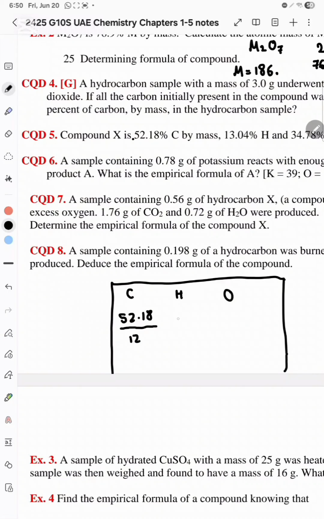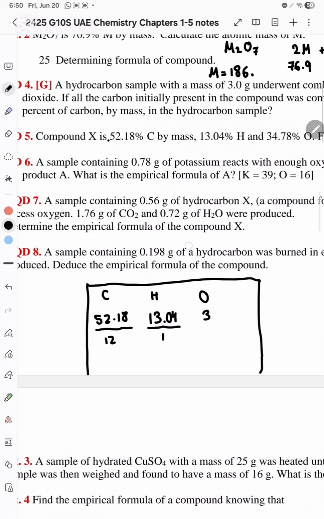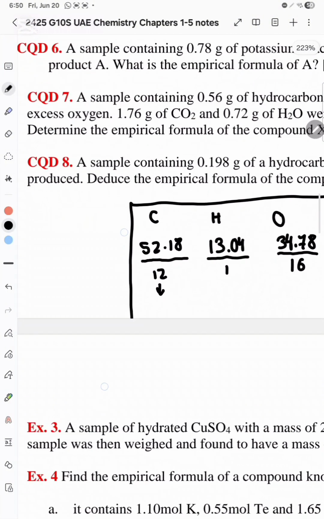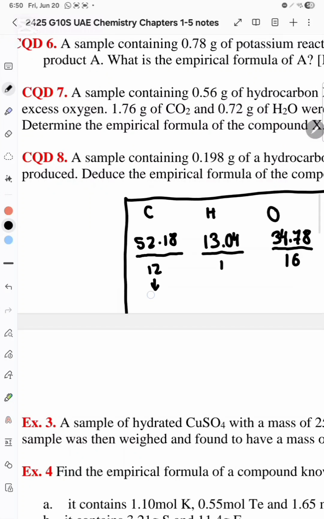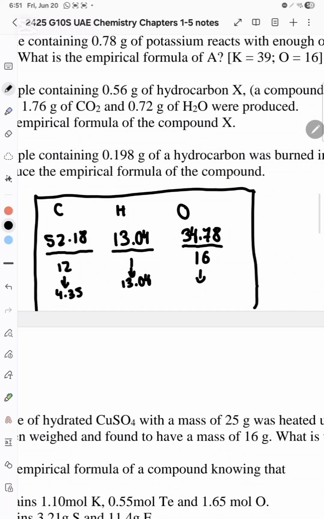For hydrogen, we have 13.04. We're going to divide it by 1. And for oxygen, it's 34.78, I think, yeah. 34.78 divided by 16. Wait, let me do it on my calculator. This one is going to give you 4.35. This one is going to give you 13.04. And this is going to give us 2.17.